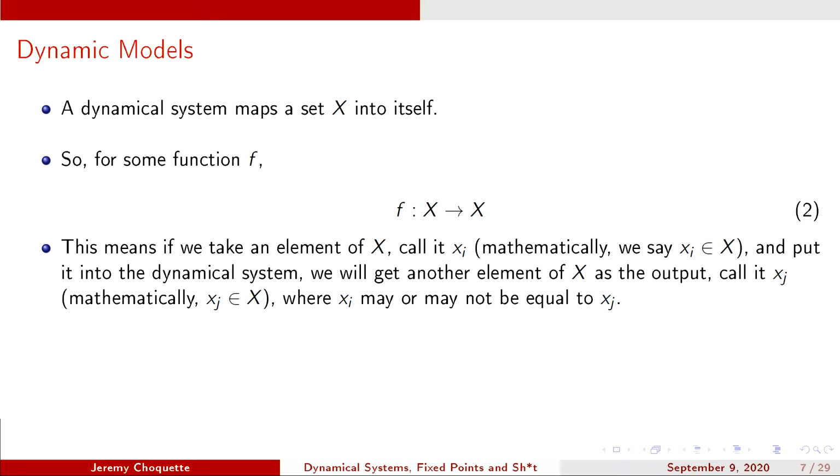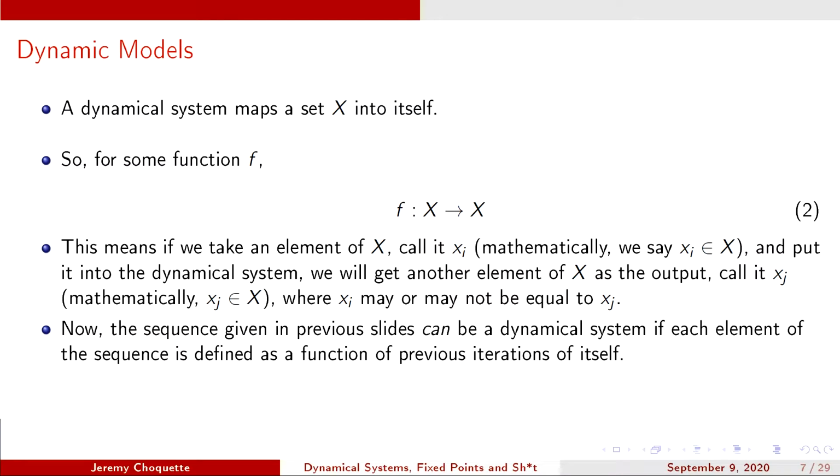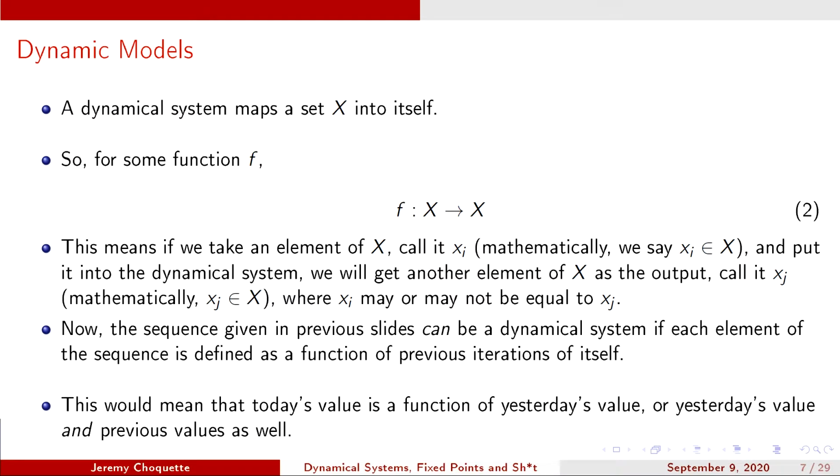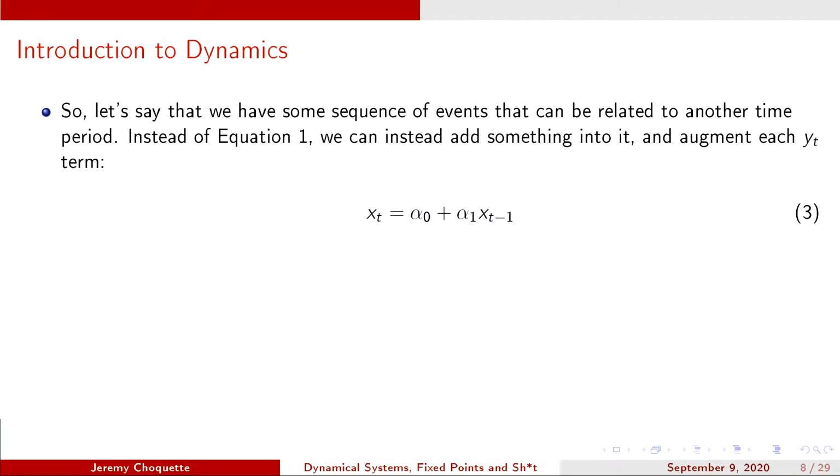Now, x sub i may or may not be equal to x sub j. We'll get into cases where they are, in fact, equal to each other, and that's a particularly interesting case that is really behind everything that we're doing in this lecture. The sequence given in the previous slides can be dynamical if each element of the sequence is defined as a function of previous iterations of itself. This would mean that today's value is a function of yesterday's value, or yesterday's value and previous values as well. It's kind of like saying past behavior helps predict future behavior.